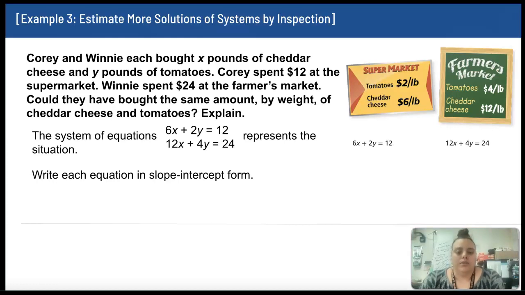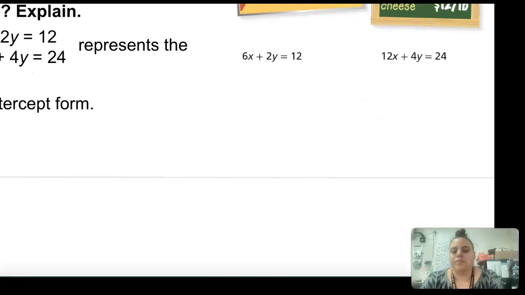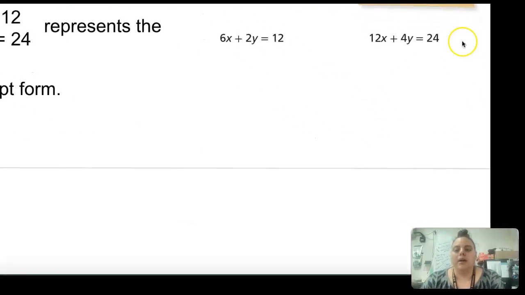First, what we want to do is write each equation in slope-intercept form. This will allow us to see the slope and the y-intercept. So you can see my equations over here, and we're going to look at this one step at a time. The first step to change from standard form to slope-intercept is to subtract over the x term. So I've subtracted 6x and I've subtracted 12x.